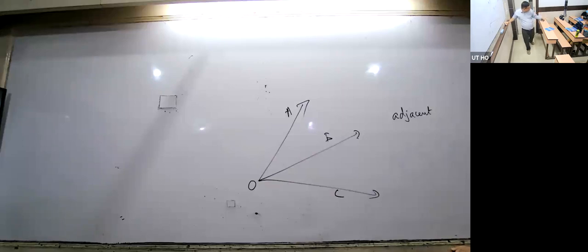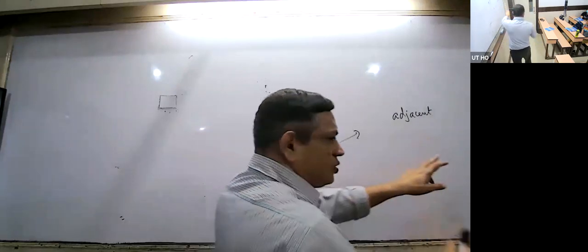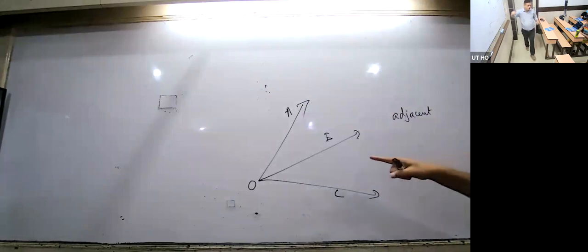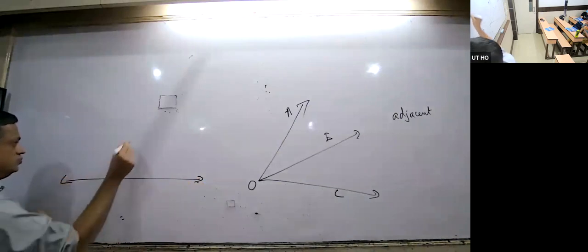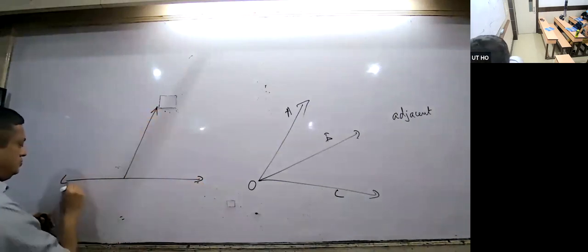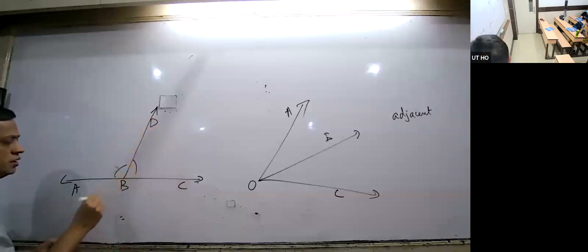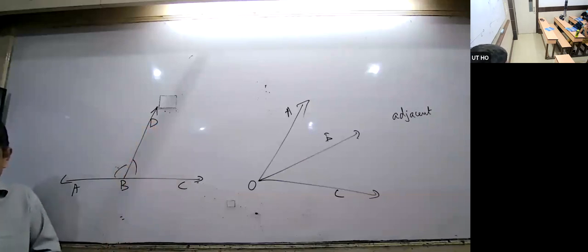Supplementary angles means any two angles. It's not necessary that they be adjacent. I draw one angle over here and another angle there. If the sum is 180, they are supplementary. A linear pair means they should be adjacent, with a common vertex. See here, these two angles are a linear pair as well as adjacent angles, as well as supplementary.